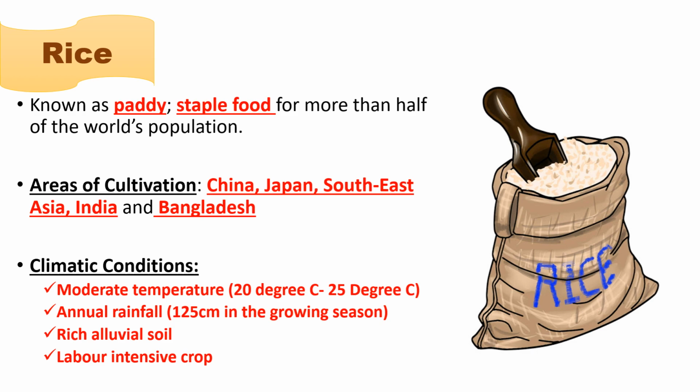Then we talked about rice, that is also known as paddy. It is the staple food for more than half of the world's population. Then the areas of cultivation, if we talk about, so China, Japan, Southeast Asia, India, and Bangladesh, these are the areas of cultivation. Climatic conditions, moderate temperature, annual rainfall, rich alluvial soil, labor intensive crops. So these small short points you need to remember.